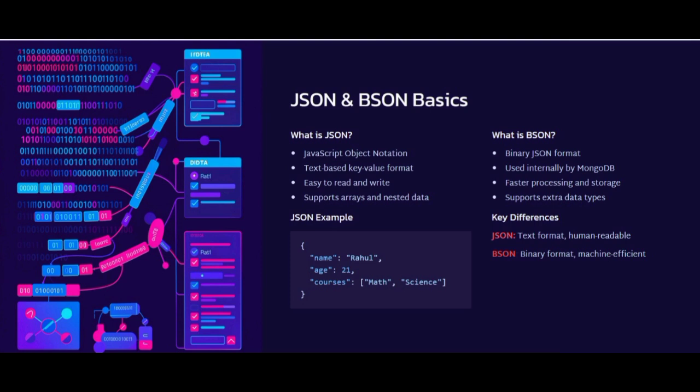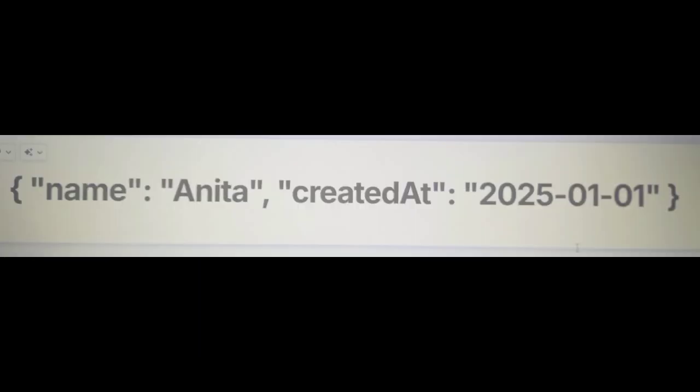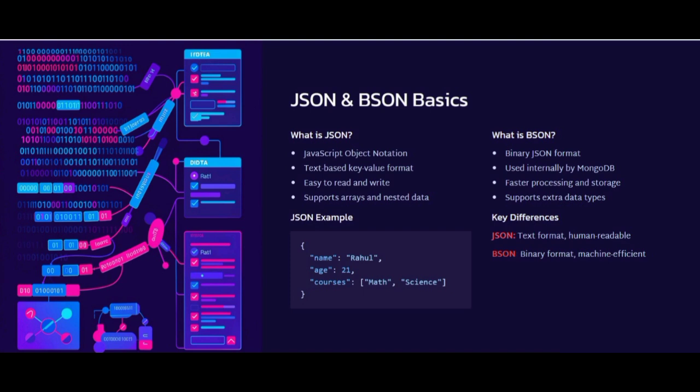Also, JSON supports only a few data types, like text and numbers, I mean strings or numbers. When it comes to BSON, it supports extra data types. For example, in JSON, if I write a date field, like created at a particular date, it will look like a string to us. But when it is converted to BSON, it is directly changed to date format. So it supports extra data types.